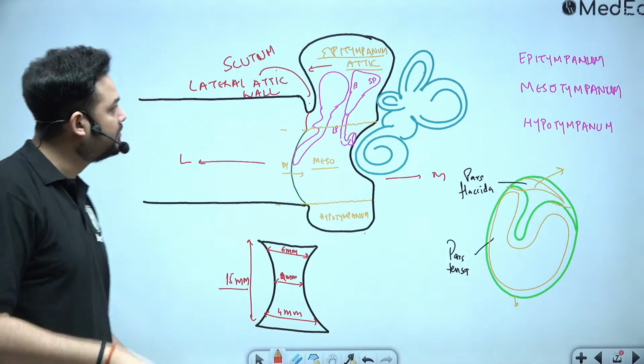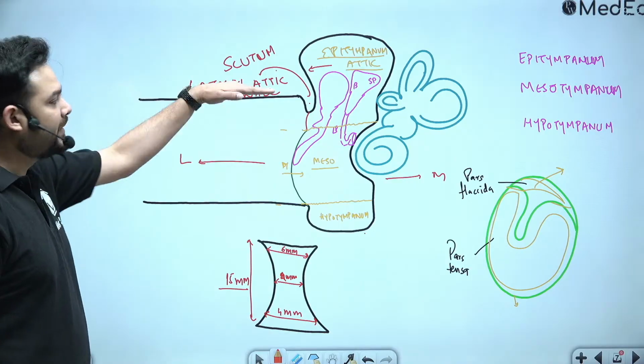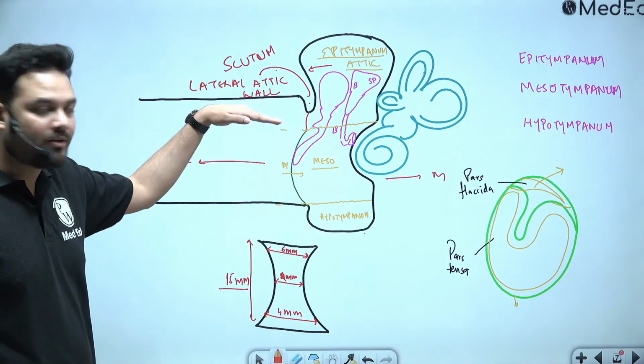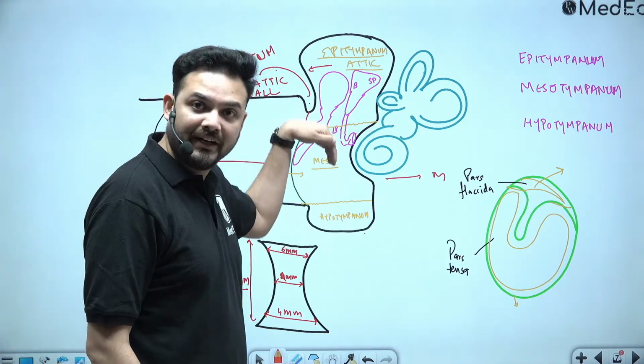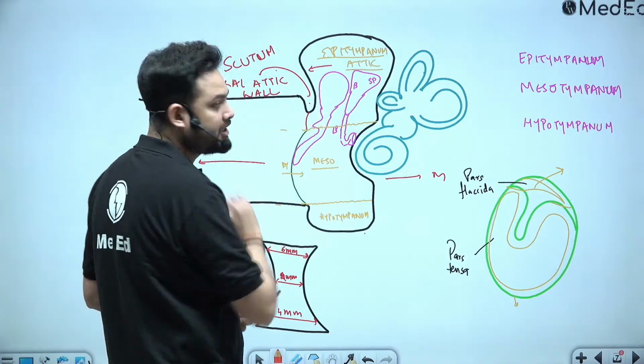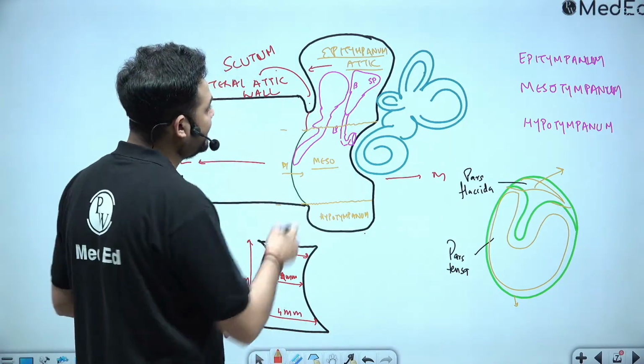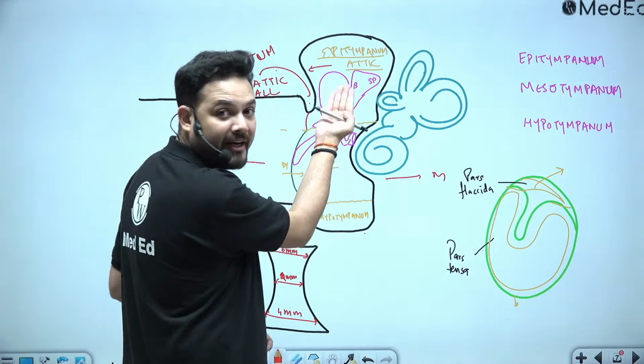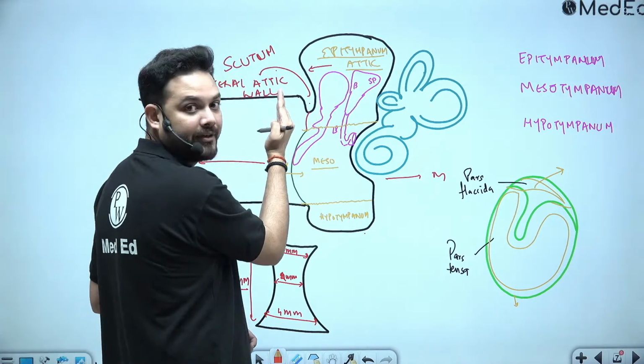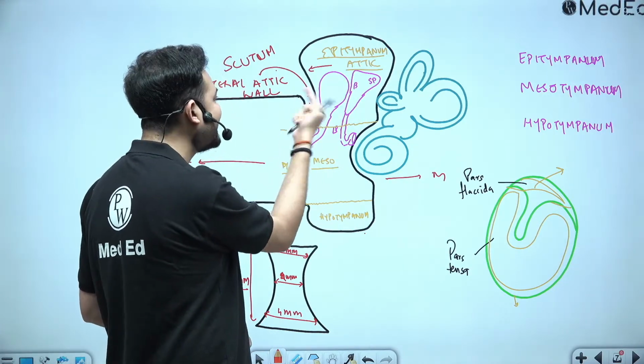I'll just explain it simply. See, lateral attic wall means that the superior wall of the external auditory canal is actually dipping down. You can see that this shelf-like projection is present lateral to our attic. This is the attic. This is the epitympanum. This bone is present lateral to it. So this bone is called the lateral attic wall.